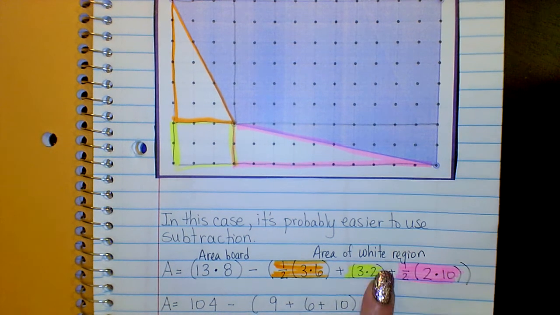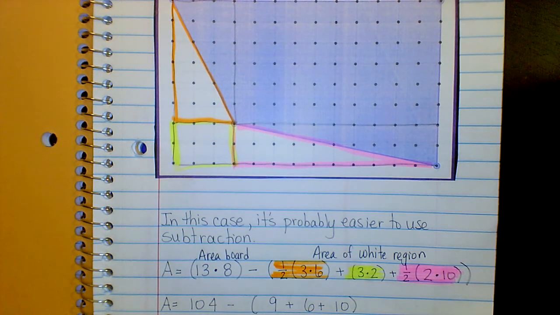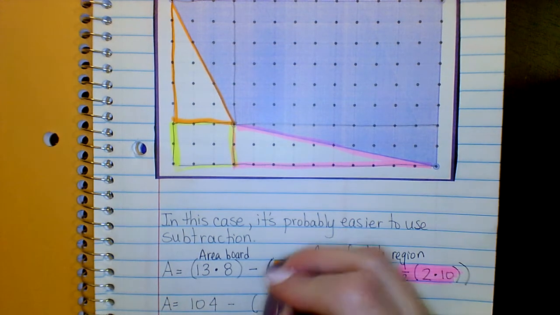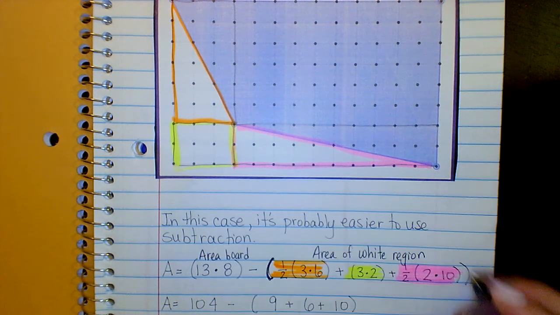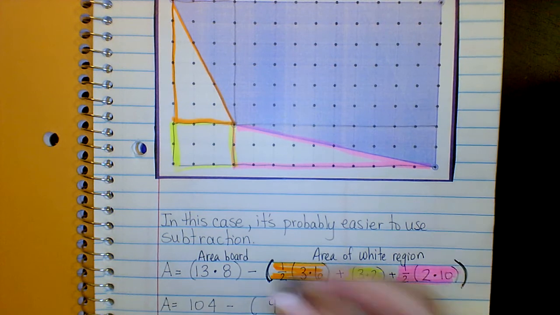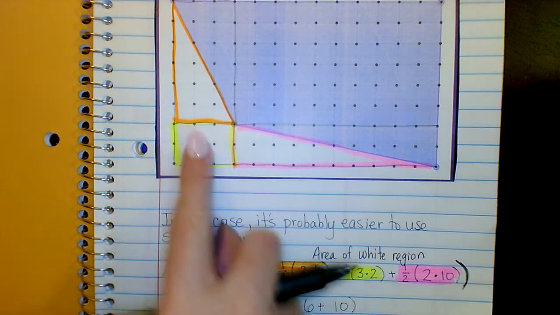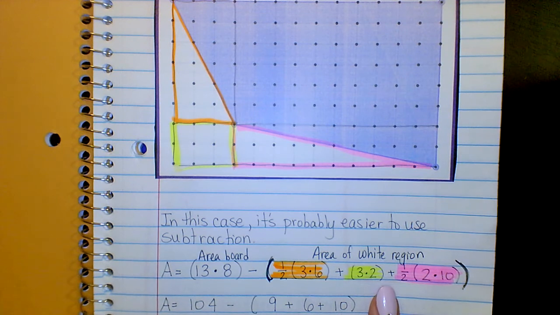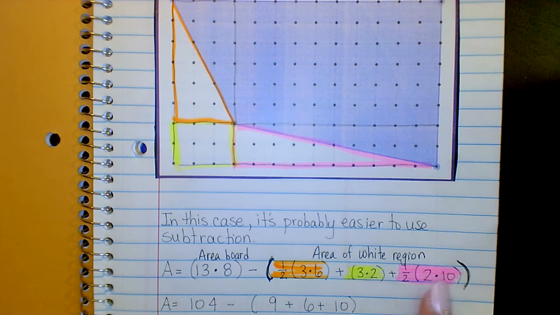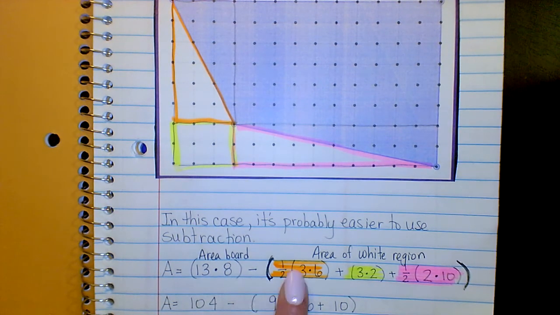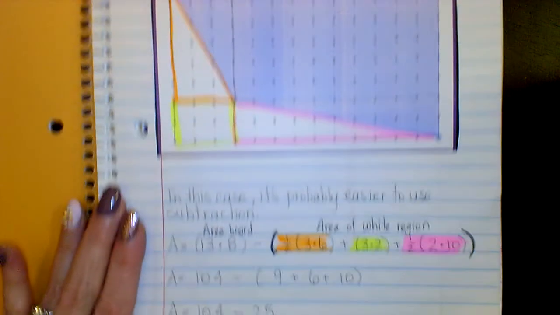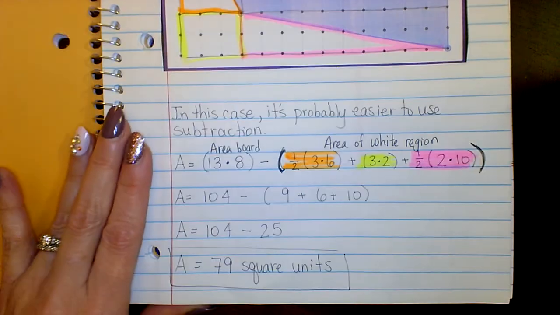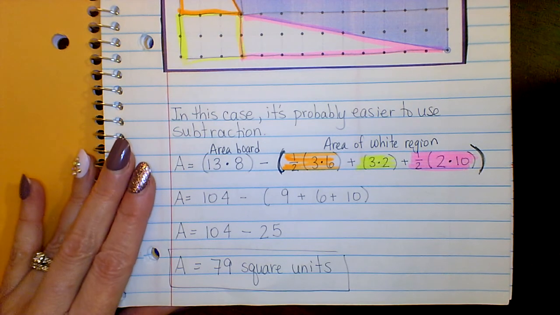So why did I add those? I said I was going to subtract. Well, because look closely, I got this subtraction on the outside of this. So I just added up the area of the white region and then subtracted it all at one time. I could have just as easily subtracted each one of these. And yeah, the distributive property does say that each one of these is going to be subtracted. So we end up with a total of 79 square units.